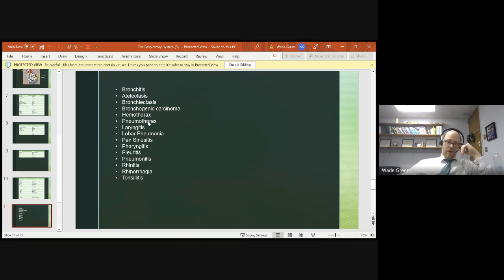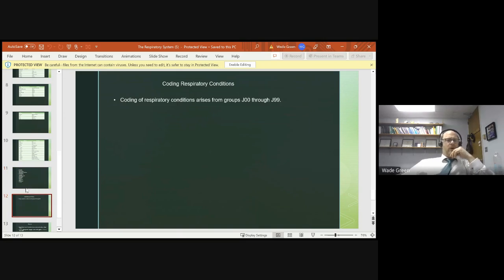We talked about hemothorax and pneumothorax today in class. Hemothorax is blood in the chest wall that collapses the lung. Pneumothorax is air in the chest wall that collapses the lung. Laryngitis, inflammation of the voice box. Lobar pneumonia is an infectious condition of the lung parenchyma that results in inflammation of the lung. Pharyngitis, sore throat. Pleuritis is inflammation of the covering surrounding the lung or the chest wall. Pneumonitis. Rhinitis, runny nose, inflammation of the nose or nasal passages. Rhinorrhea, it's a very angry nose. That's a joke, but it is basically rapid flow of blood or even fluid, sometimes from the nose. And tonsillitis, inflammation of the tonsils.